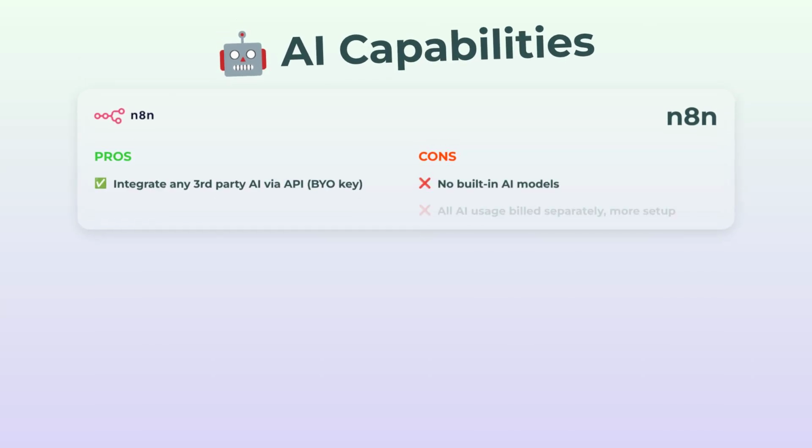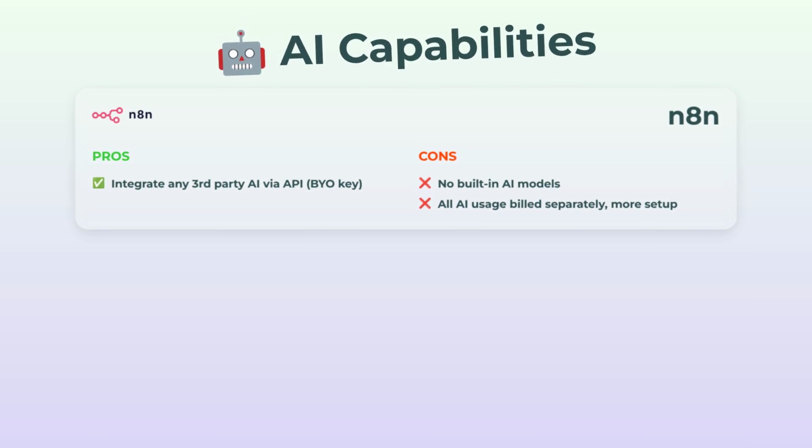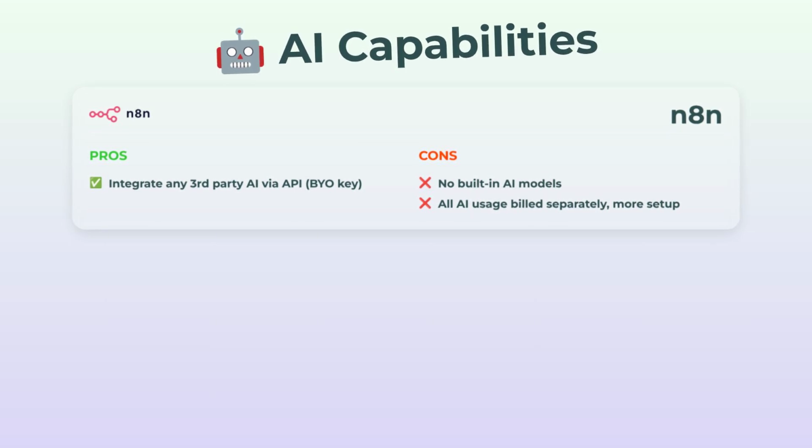Moving on to AI, because let's be real, it's 2025 and everyone wants some fancy AI in their workflow. n8n gives you flexibility. You can plug in any third-party AI, bring your own API key, go wild. But there's no built-in magic, so setup's more hands-on, and every AI call is billed separately, kind of annoying if you want it all in one.